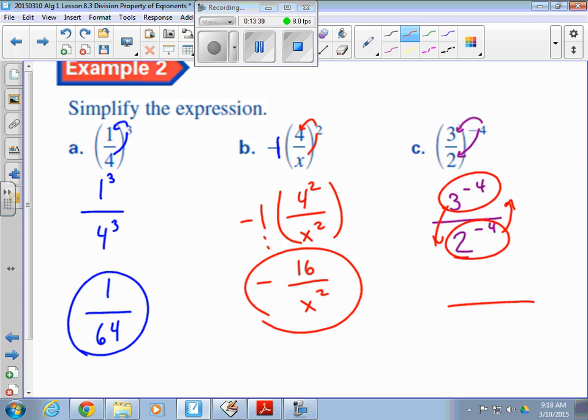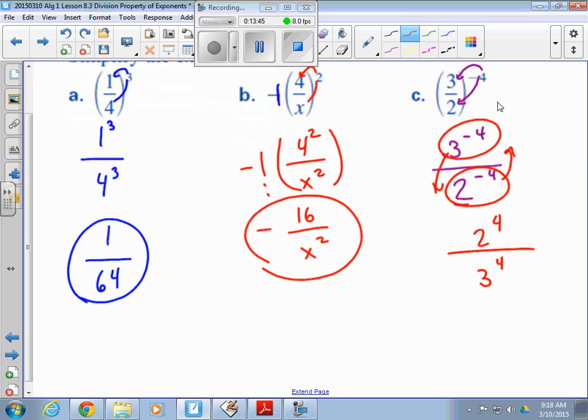So on the bottom, you have 3 to the 4th. On the top, you have 2 to the 4th. 2 times 2 is 4, times 2 is 8, times 2 is 16. And 3 to the 4th, 3 times 3 is 9, times 3 is 27, times 3 is 81. 16 over 81.